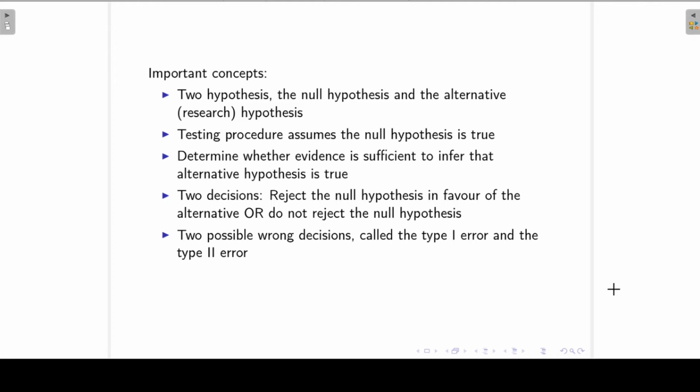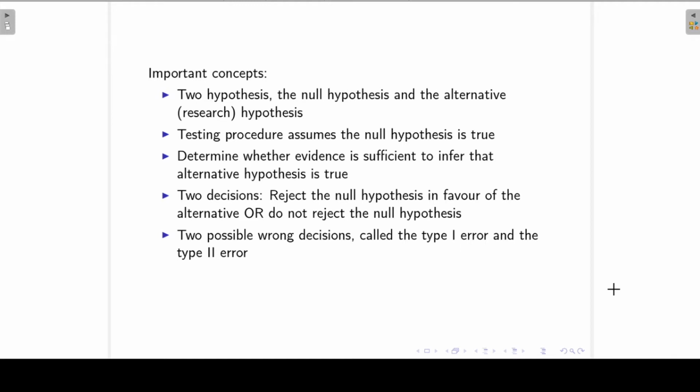So we have two hypotheses, the null hypothesis and then the alternative hypothesis. We start out by assuming that the null hypothesis is true, and then we collect evidence, and based on that evidence we have to make one of two decisions: to either reject the null hypothesis in favor of the alternative, or not to reject the null hypothesis.